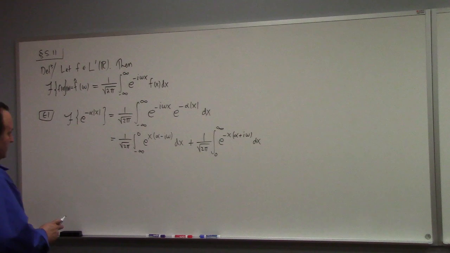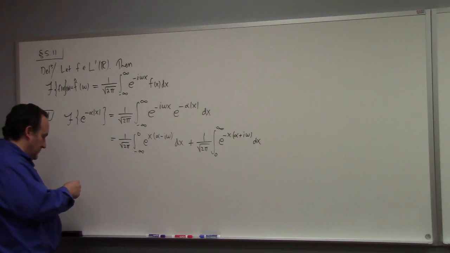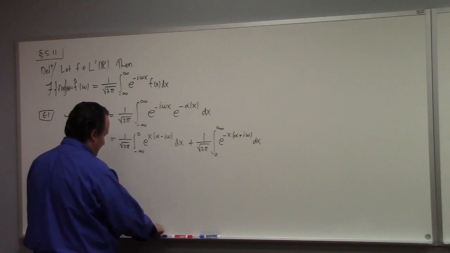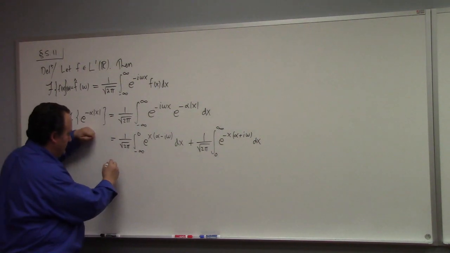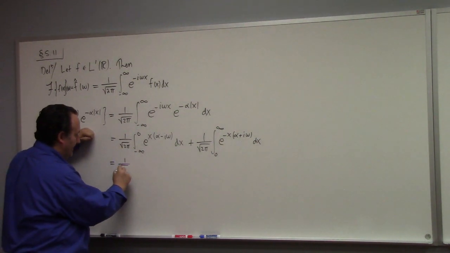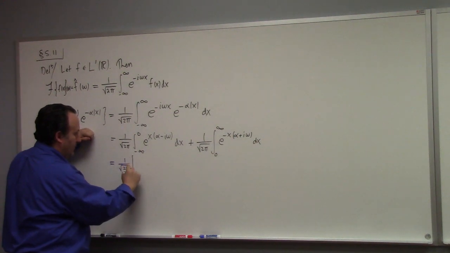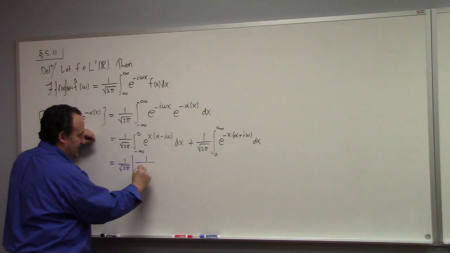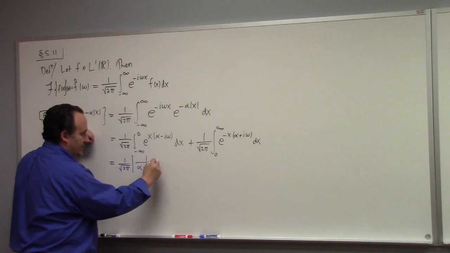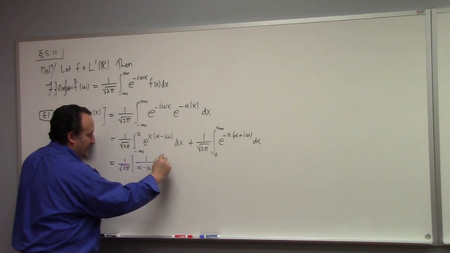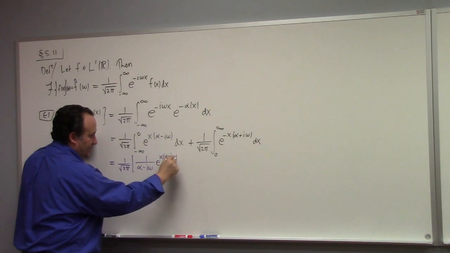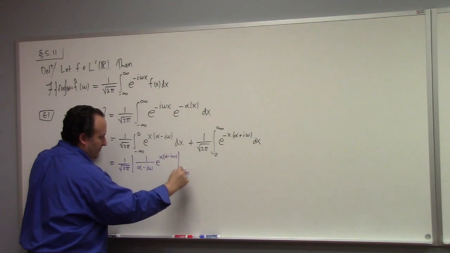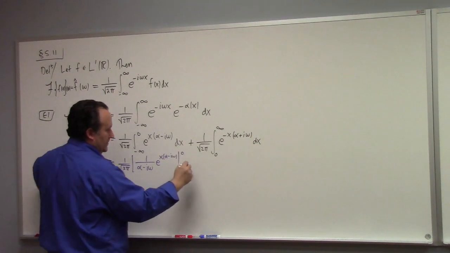All right, so these integrals are pretty easy to do. Integrating with respect to x, we just get 1 over alpha minus i omega, e to the x times alpha minus i omega. That's this integral, and I'm going to evaluate it from minus infinity to 0.